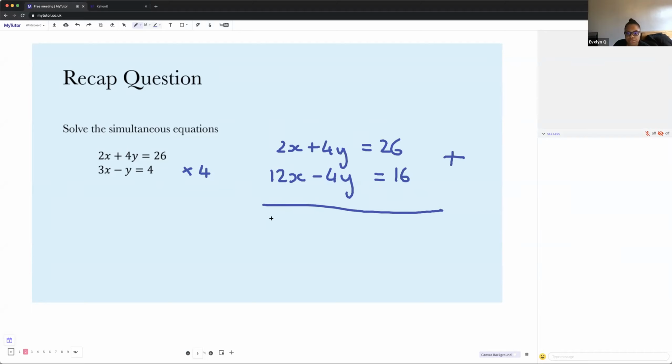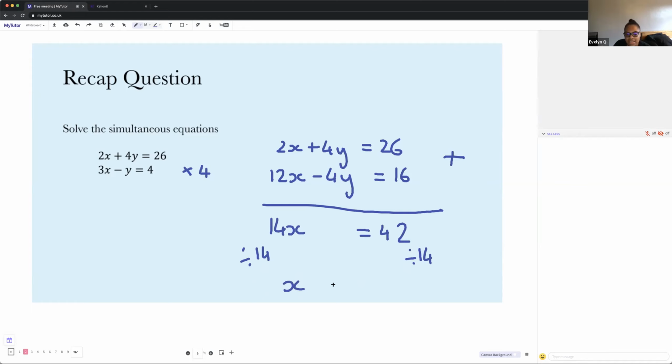So 2x plus 12x gives me 14x. 4y plus minus 4y gives me 0. And 26 plus 16 gives me 42. So I've got 14x equals 42. And then to finish solving, I just divide both sides by 14.